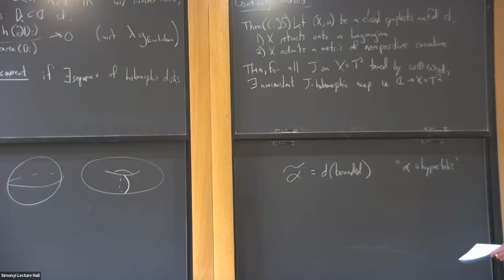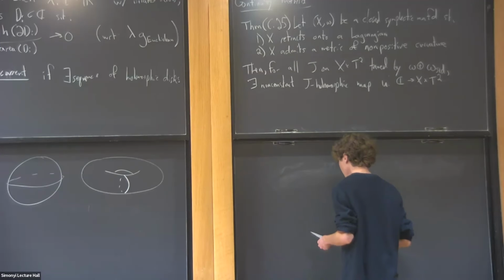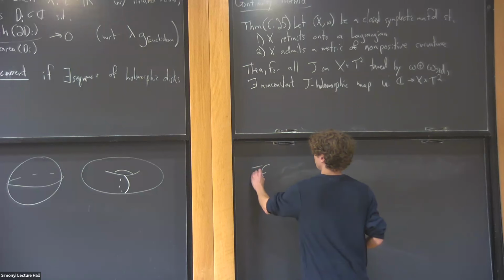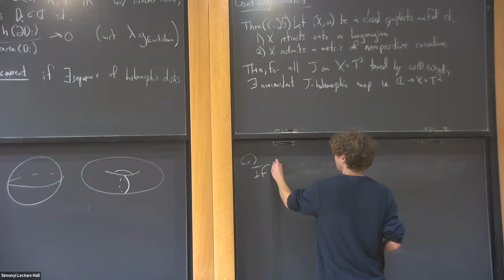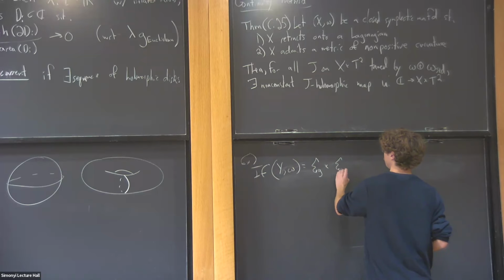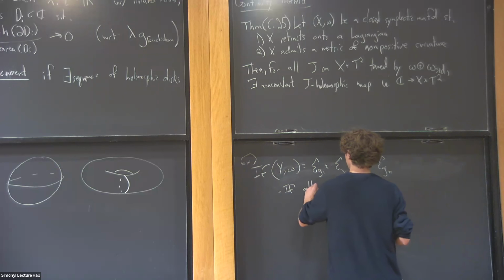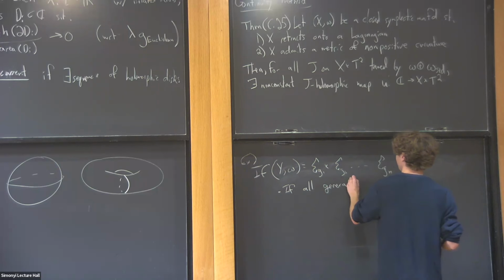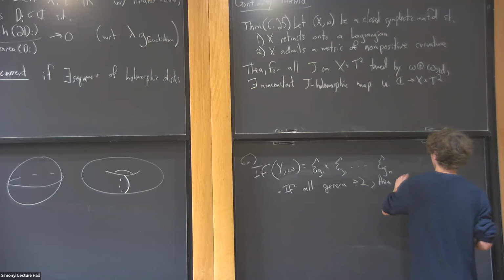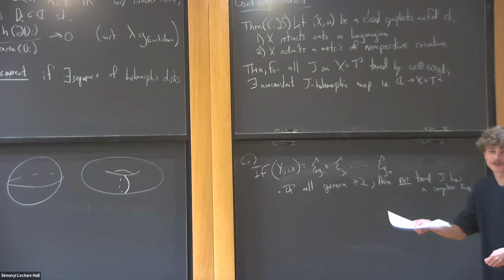Okay, sorry. Let me just give an example. If you take a symplectic manifold which is a product of surfaces with the product symplectic form, then if all genera are greater than or equal to 2, then no tame J has a complex line. This uses hyperbolic forms like I just mentioned.